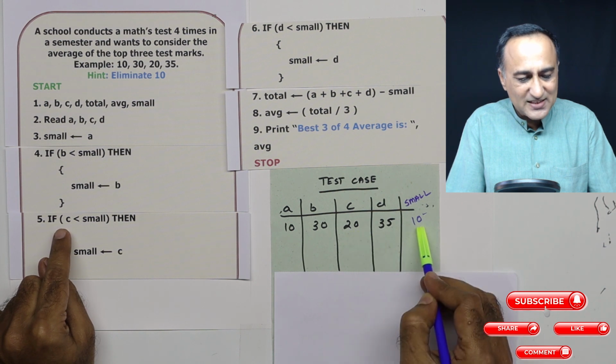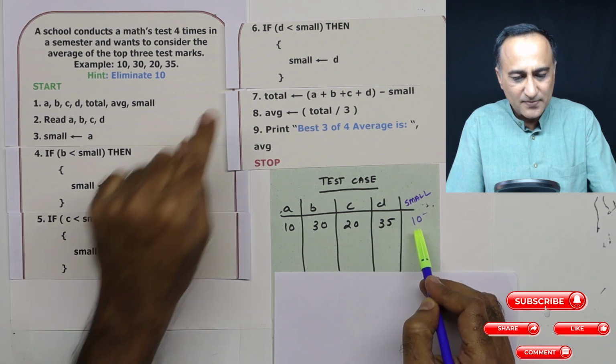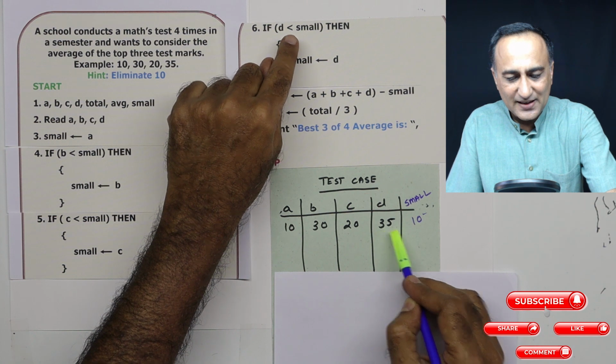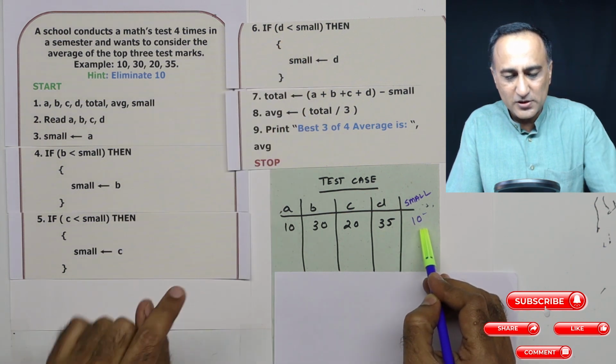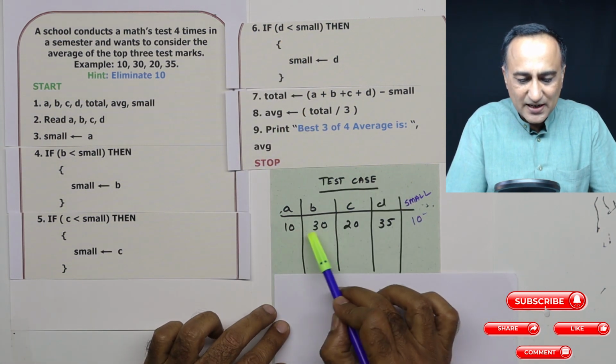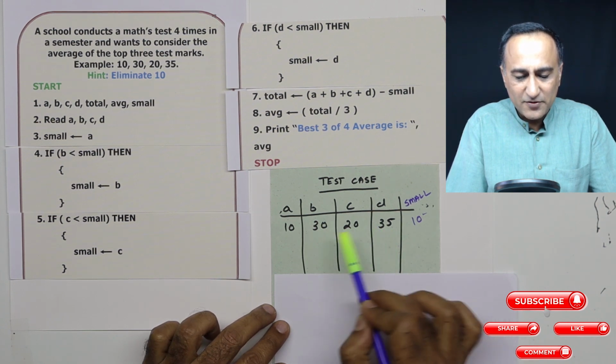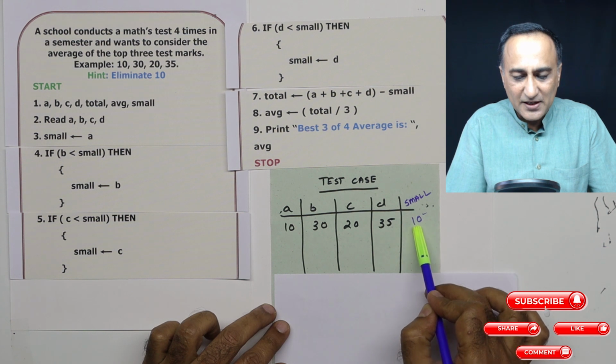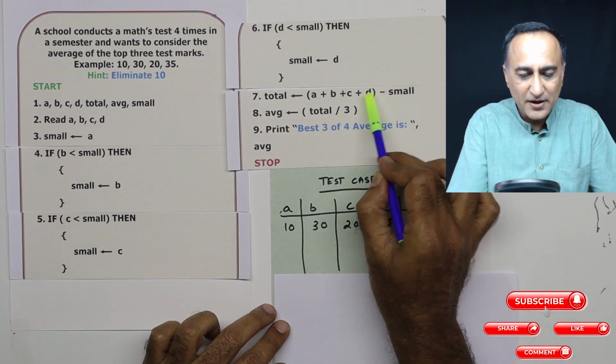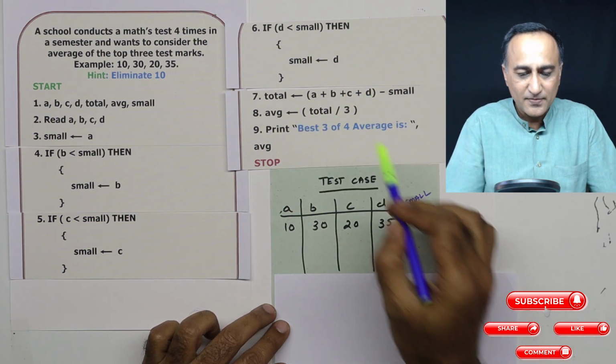Step number 5. Is 20 less than 10? This is also false. Then is 35 less than 10? This is also false. Then total is 10 plus 30 plus 20 plus 35. Okay, this is 85 plus 10, 95. Then 95 minus 10 is again 85. So total will be 85.